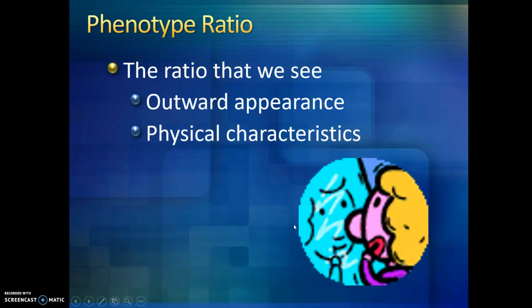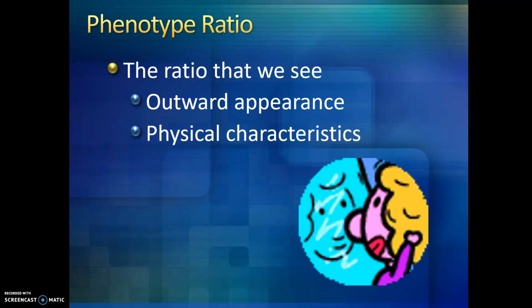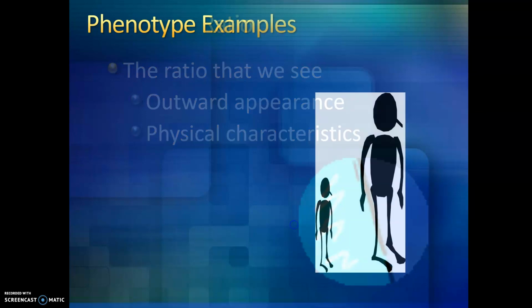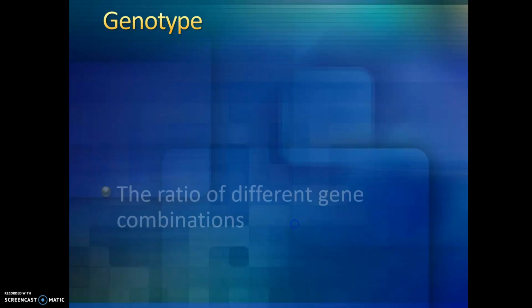So let's look at phenotype ratios. Once we figure out a genotype with a Punnett square, we can calculate the percentage of offspring that will be of a certain genotype and a certain phenotype. The ratio that we see, the outward appearance or the physical characteristics, is called the phenotypic ratio. If it's tall, for example, a tall pea plant, we call it tall. If we're looking at the genotype, it would be big T something, either a big T or a small t. Or you could have the phenotype of a short pea plant, which would be two small t's. That's the only way you can get a short one.